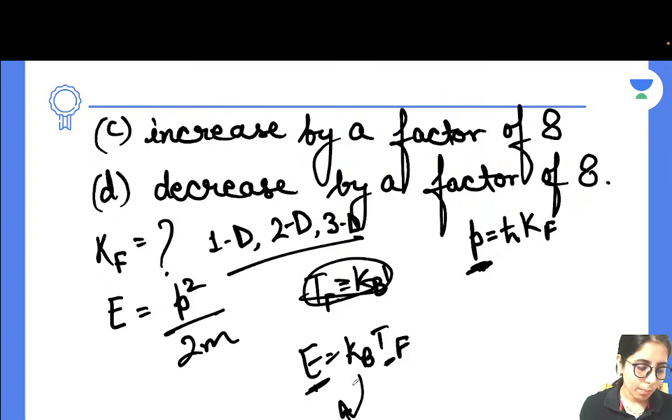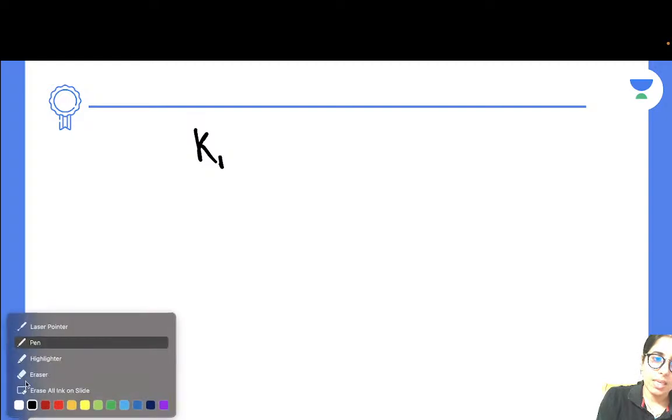Okay, I hope it's going to be helpful. Done? Okay, great. If I talk about the next thing now, guys, what is the Fermi energy corresponding to the 3D case? Let me just write it. Instead of writing KF, let's write just EF.